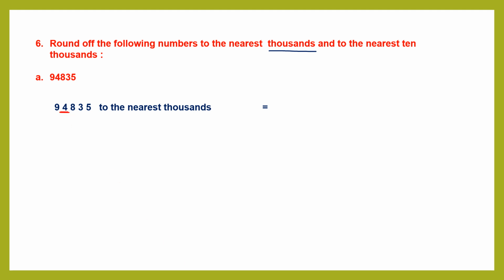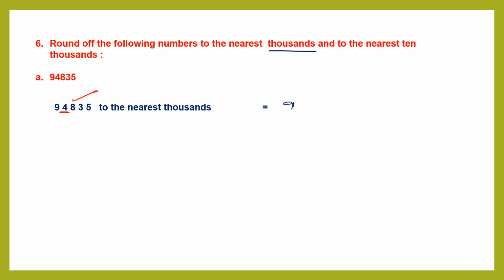Next step is to look at the digit to its right. That is 8, and 8 is more than 5. That means what you have underlined will increase by 1. 4 plus 1 will now become 5. So this will become 5. To its left, whatever numbers there, that will remain the same. But to its right, all the digits will now become zeros. So let's write down the answer. 9 will remain as it is.